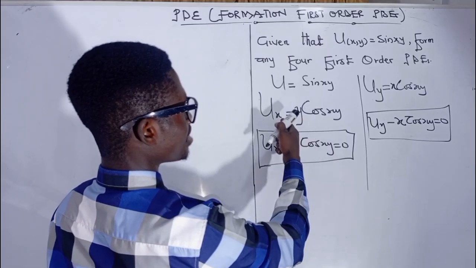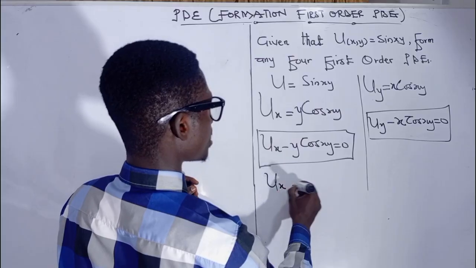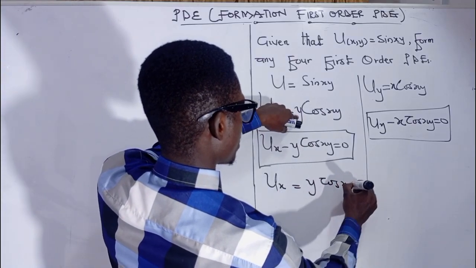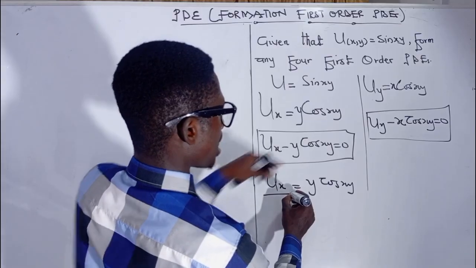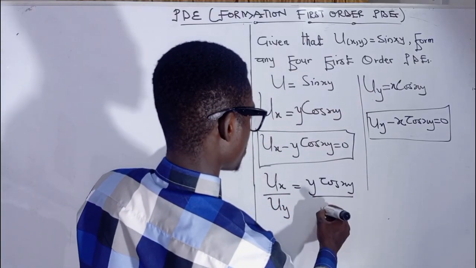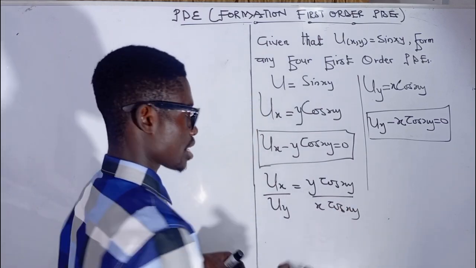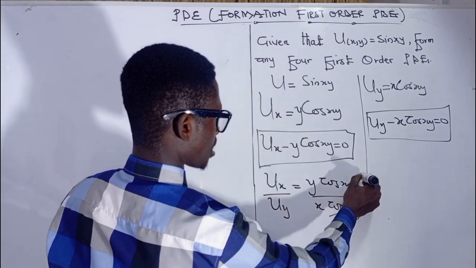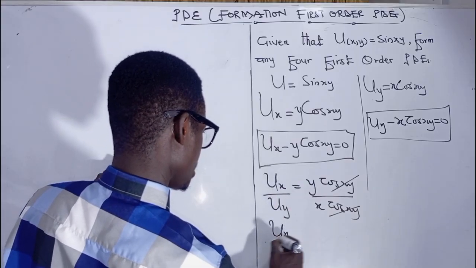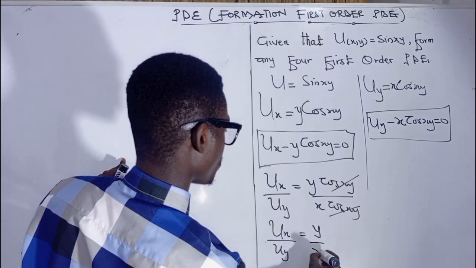So from here, let's divide this by that. So we are going to have u_x is equal to y cos xy divided by this u_y divided by x cos xy. So you can see that cos xy, you cancel cos xy. We are left with u_x over u_y is equal to y all over x.